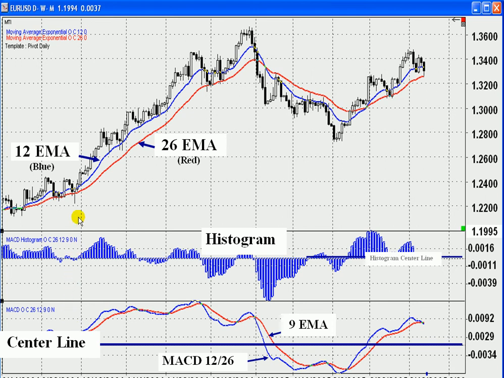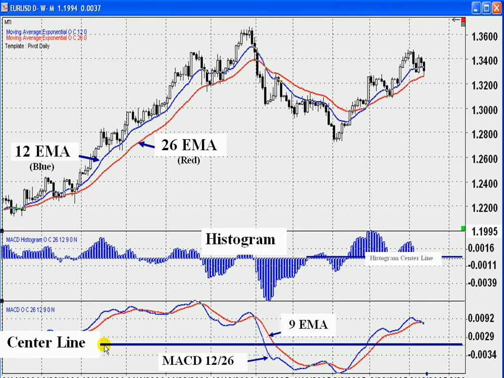But what I've done is, because the blue line on the MACD is a combination of a 12 and 26 exponential moving average, I've actually placed the 12 and the 26 exponential moving average here on the main candlestick chart, just so you can see how its relationship corresponds with the combined formula in the blue line down in the lower window.